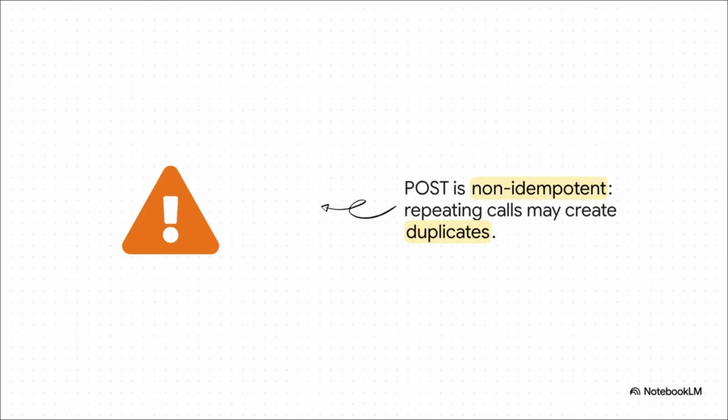But you really have to be careful here, because POST is the major exception to the rule. POST is non-idempotent. If you send the POST request with John's details, the server creates a new user, let's say it's ID 101. If your app glitches out and accidentally fires that exact same POST request twice, the server doesn't just overwrite it. Nope, it creates a clone. You suddenly have two users with the exact same details and a massive headache for whoever is managing your database. Repeated calls create duplicates. That's why handling your POST requests properly in your code is so unbelievably important.